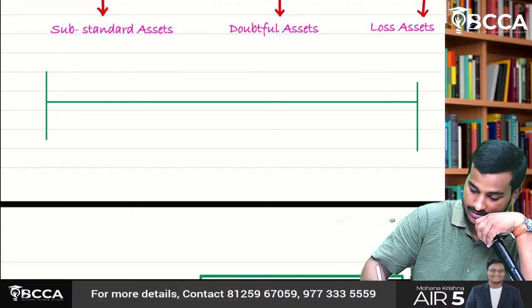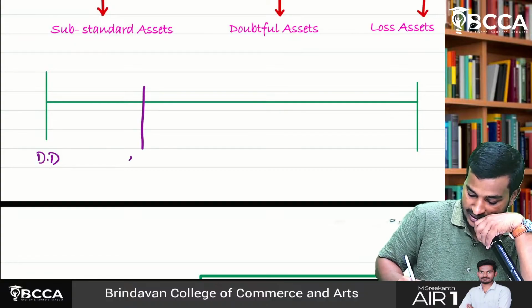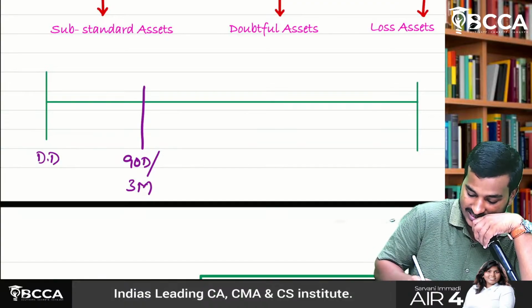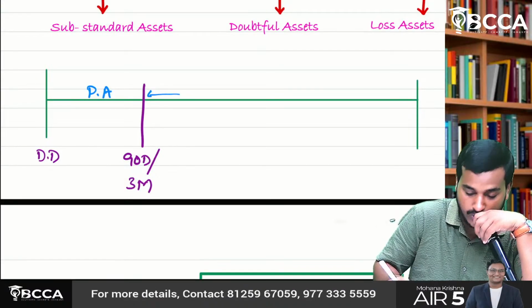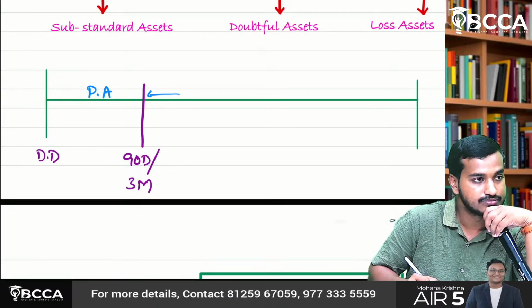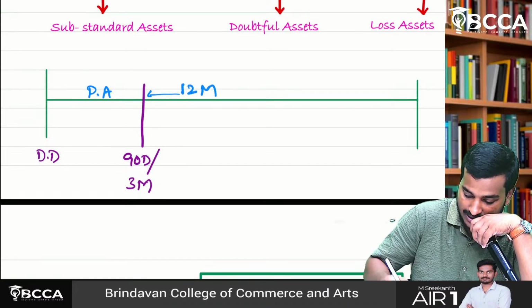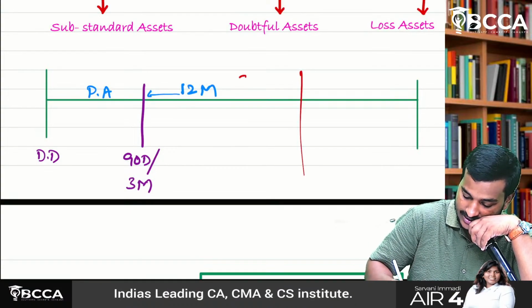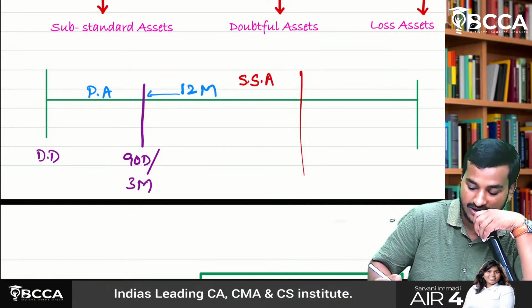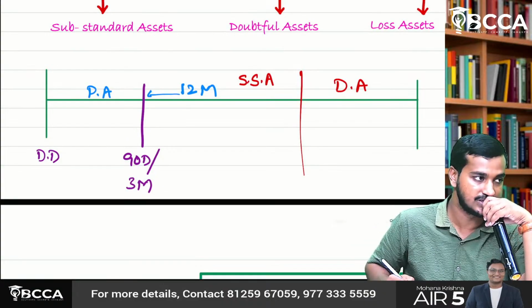Listen, this is the due date. 90 days, or I can say 3 months, up to this they will be called performing assets. From here we have to count 12 months, not from here. From here we have to consider 12 months. They will be called a substandard asset. If more than 12 months, they will be called a doubtful asset.